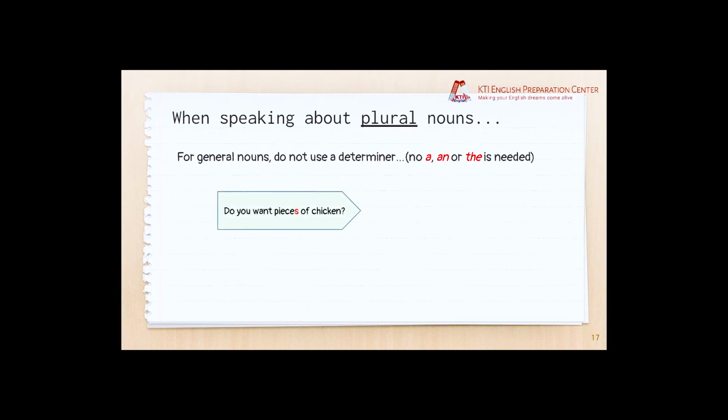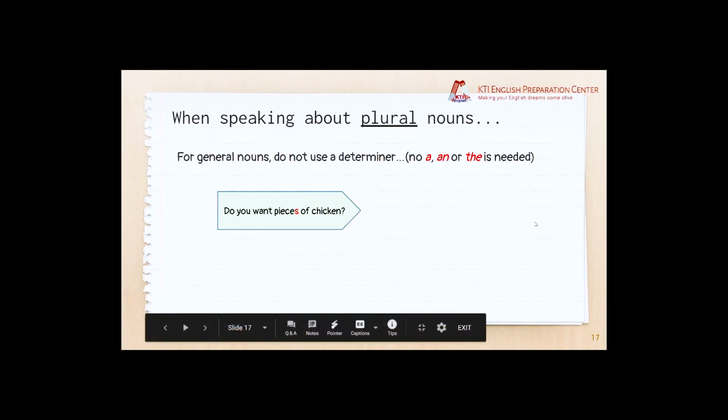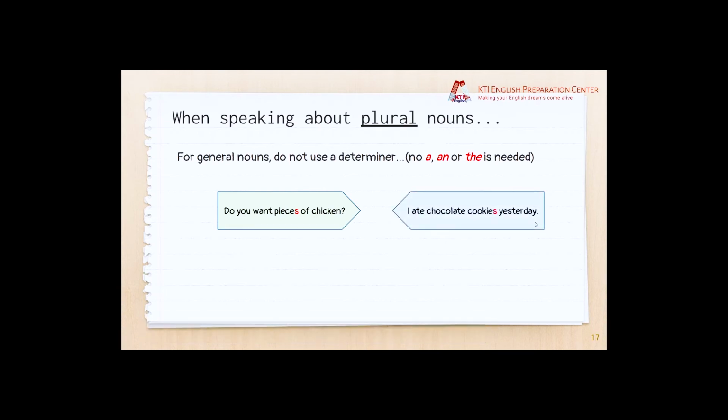Do you want pieces of chicken? So when I first pull that pan of chicken out of the oven, I might just ask my son, do you want pieces? Or I might say some pieces of chicken. Some is a little bit of a determiner there, but do you want pieces of chicken with your supper? I ate chocolate cookies yesterday. So you know I ate more than one.